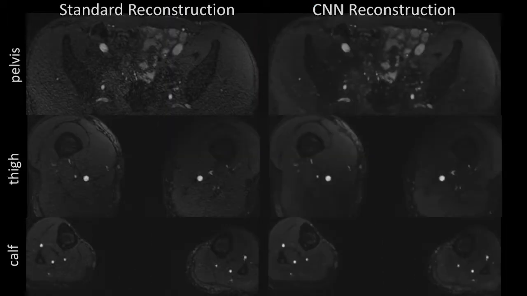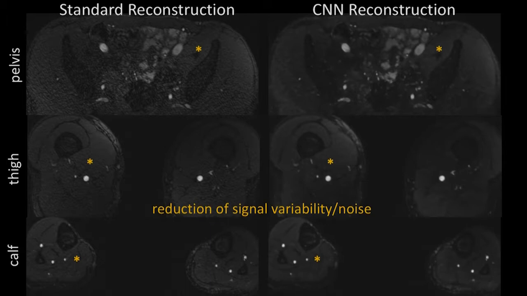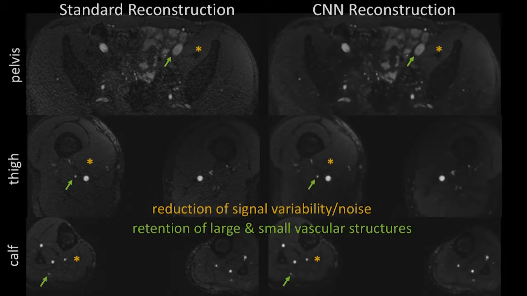First of which, if we just look at 3 different slices, we see there's a substantial reduction in apparent noise or signal variability in the background regions. And importantly, we retain both the large arterial structures as well as small arterial structures. And that's really important. We don't want this network to be removing important anatomy in any way.